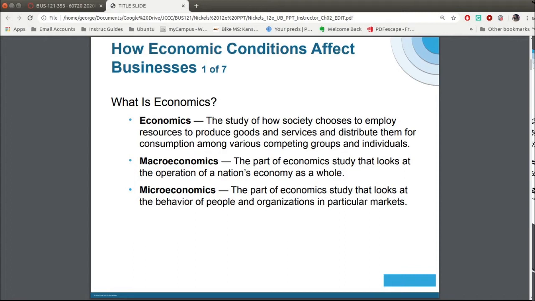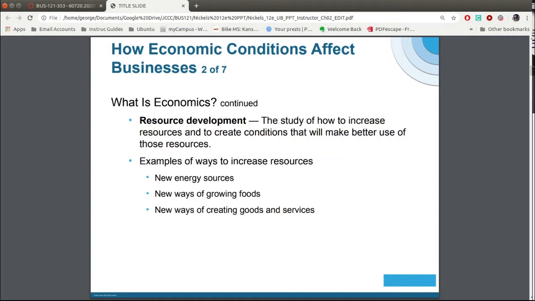Now, when you think about what economics is, it's basically the study of money, okay? How is it that we choose to use our resources to produce goods and services and get them and consume them, and things like that? Macroeconomics is looking at the economy as a whole. Microeconomics is looking at particular markets. Also in economics, you have the idea of resource development. What is it that we're doing to increase the use of our resources more efficiently and more effectively?